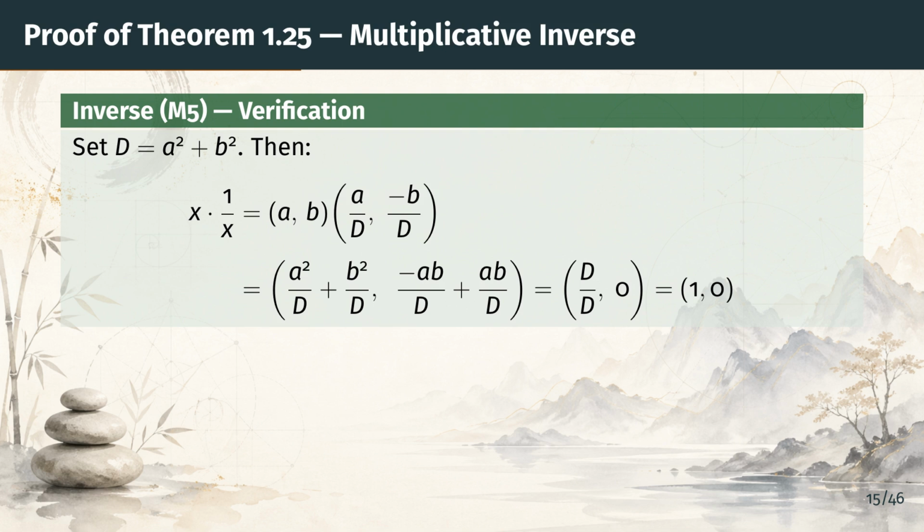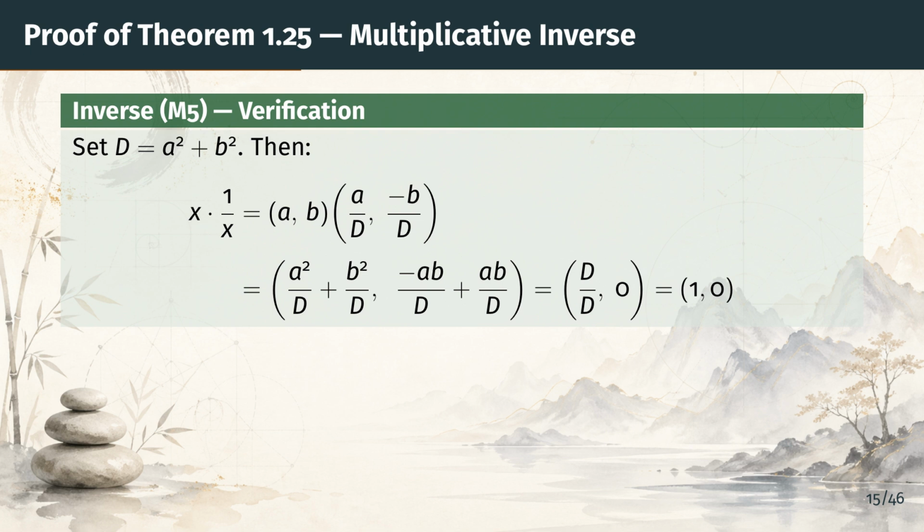The verification is shown on the slide. The key thing to notice is why it works. In the first component, the two squared terms add up to exactly d over d, which is 1. In the second component, the two cross terms cancel perfectly, giving 0. This cancellation pattern is the whole reason the conjugate-based formula works. The result is the pair 1, 0, confirming we have a valid inverse.